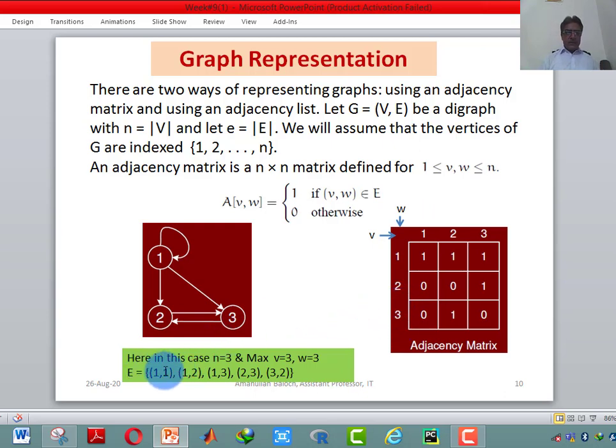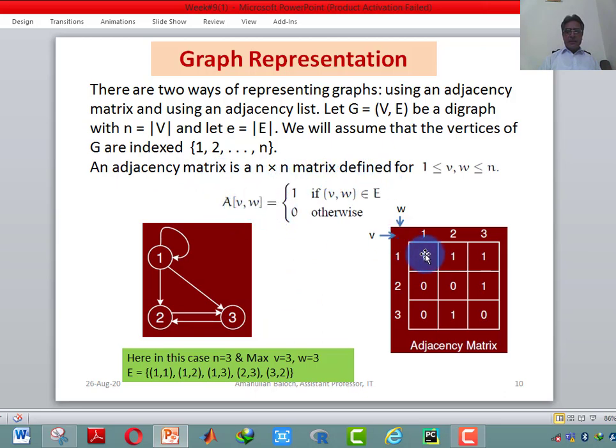E is the set of edges. In this case, this is an edge 1 to 1, 1 to 2, and 1 to 3. Then 2 to 3 exists and 3 to 2 exists. So 5 edges are there in this graph. And the adjacency matrix is A of V, W.